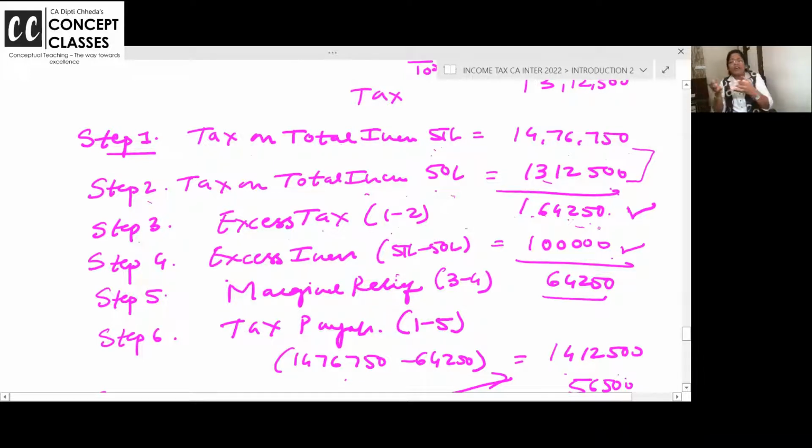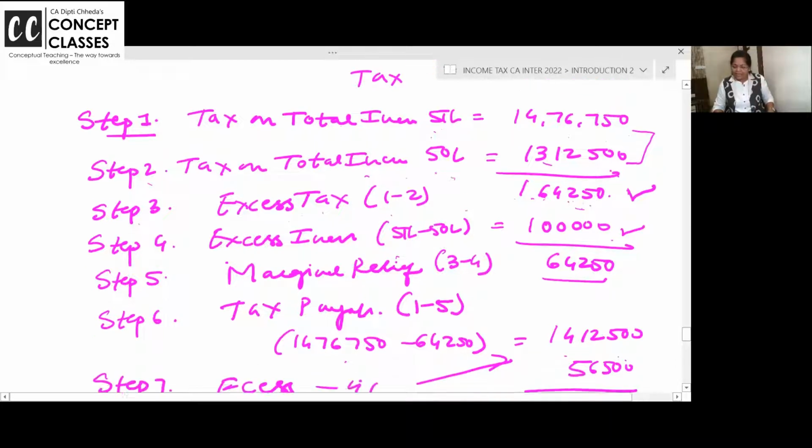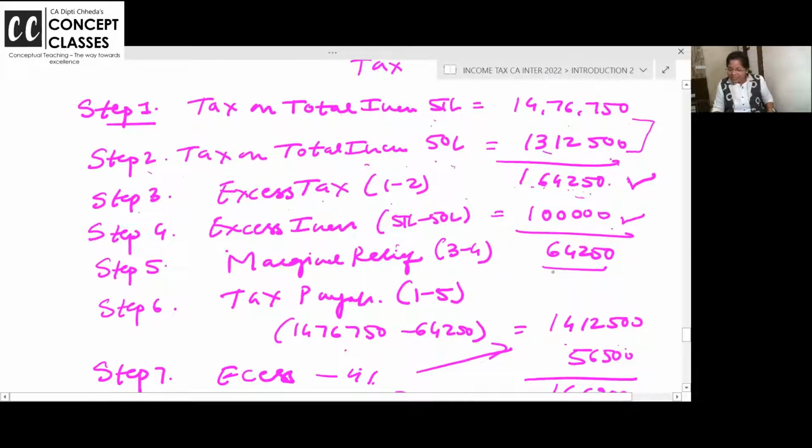Whereas how much have I earned extra? 1 lakh. Now I am talking to the department: what is this? Just 1 lakh extra I earned and you are charging me 1,64,250 extra tax. Whatever I have earned, the 1 lakh, you take. I don't want it. I can't pay more tax than what I have earned. I just earned 1 lakh extra. You can't charge me 1,64,250 tax. You give me a marginal relief. Extra tax minus extra income is the marginal relief.